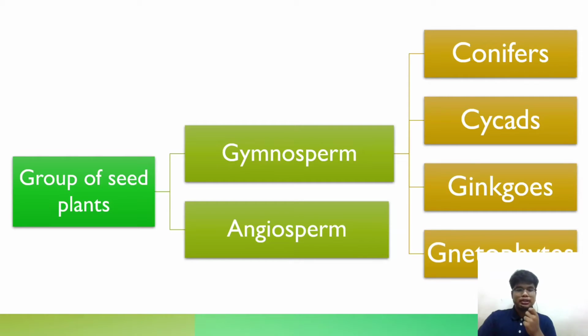Seed plants can be classified into two groups, which are gymnosperms and angiosperms. There are some differences between these two. In gymnosperms, the ovules are not enclosed by sporophyte tissues at the time of pollination. Meanwhile, in angiosperms, the ovules are enclosed by diploid sporophyte tissue that will develop into fruits. So we will focus on gymnosperms first. Gymnosperms have four groups: conifers, cycads, ginkgos, and gnetophytes.